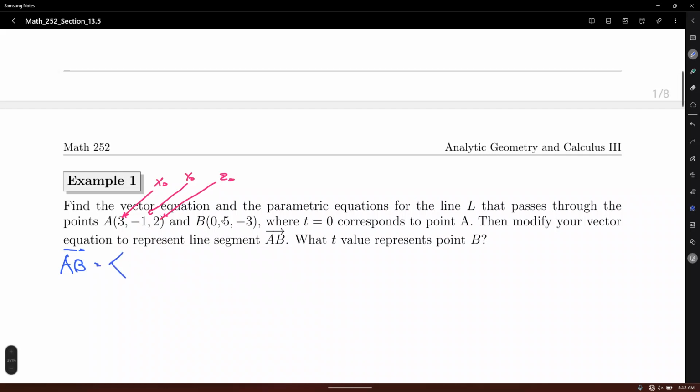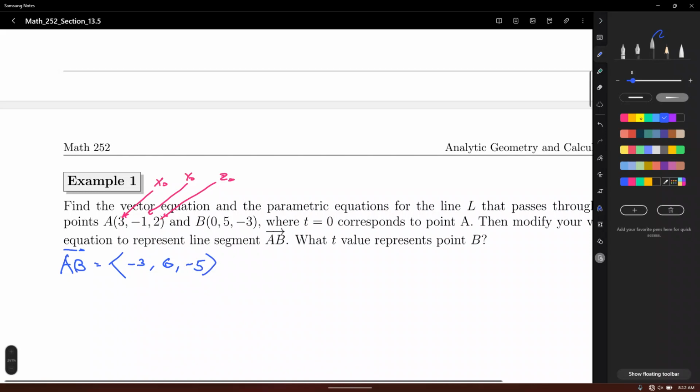That'll be, okay, terminal minus initial: 0 minus 3, that's -3. 5 minus -1, that's 5 plus 1, that equals 6. And -3 minus 2, that's -5. Okay, what is this? Let me do another set of labels here. This is going to be our a, our b, and our c. Those are going to be the direction numbers, or the coefficients of the variable t, that will direct the line.